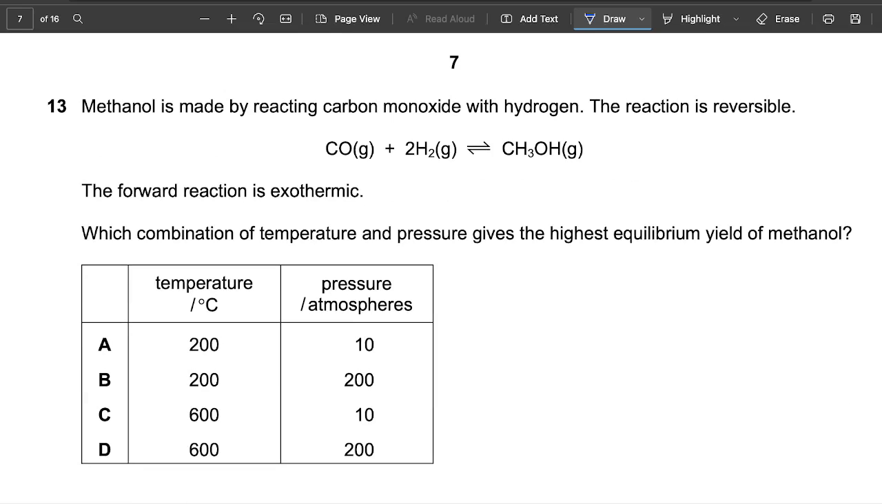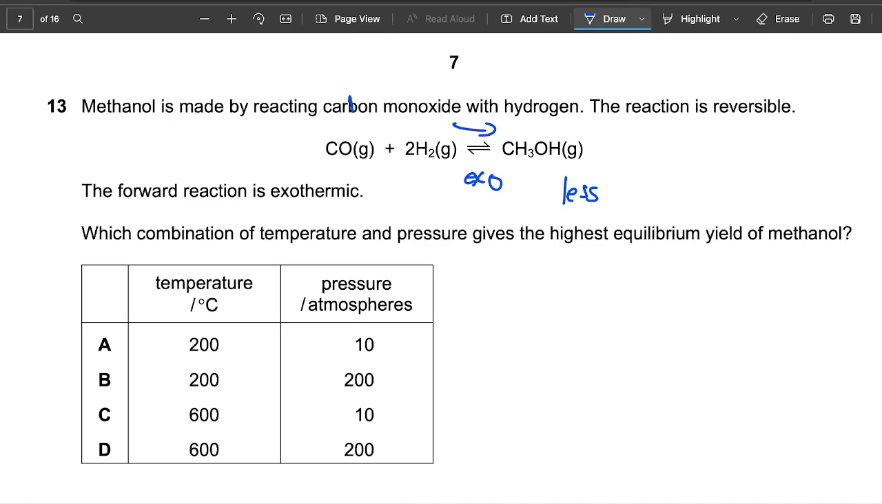Okay, so we move on to number 13. Number 13 says methanol is made by reacting carbon monoxide with hydrogen. The reaction is reversible. The forward reaction is exothermic. It says which combination of temperatures and pressure gives the highest equilibrium yield of methanol. So let's see. Because it's exothermic forward, meaning we need less temperature.